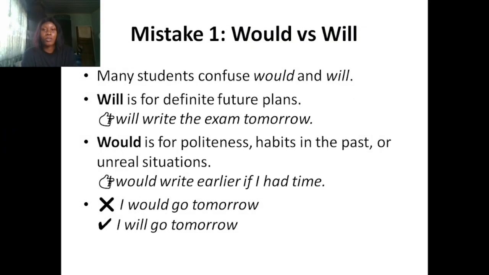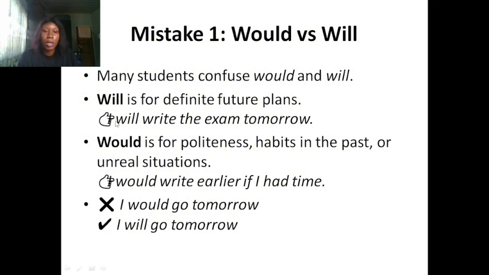Would versus will. Most times we get confused about when to use the modal verb would versus will. Many students confuse would and will. Will is for definite future plans, when the future plan is defined. Both of them are used for future plans, but will is used for the definite future plan, where the future is sure.